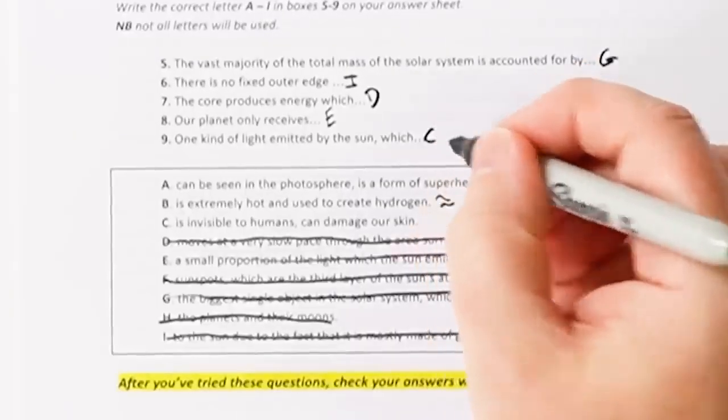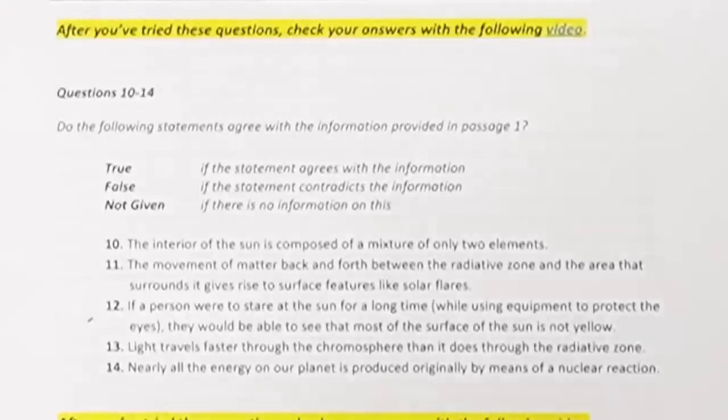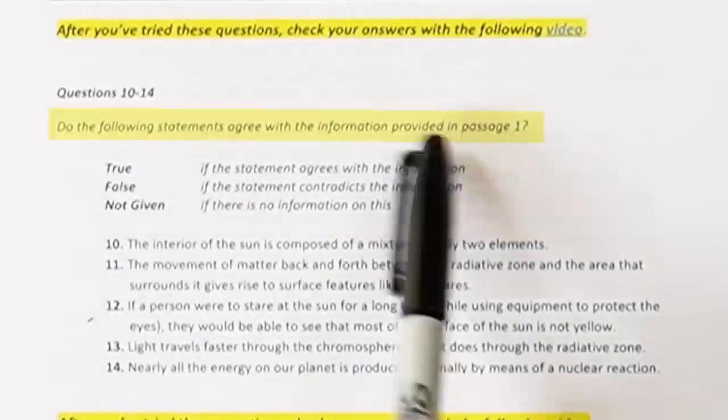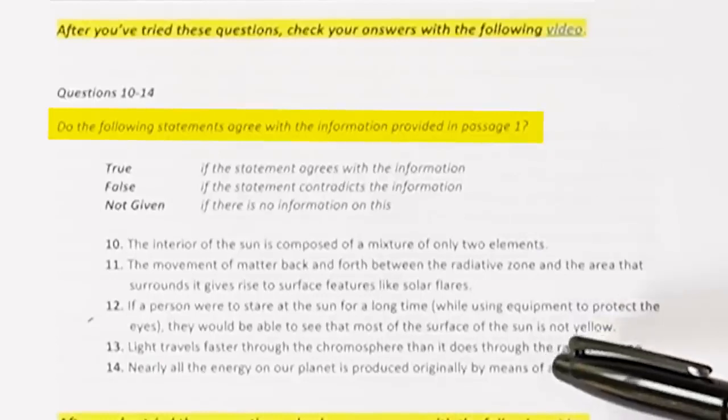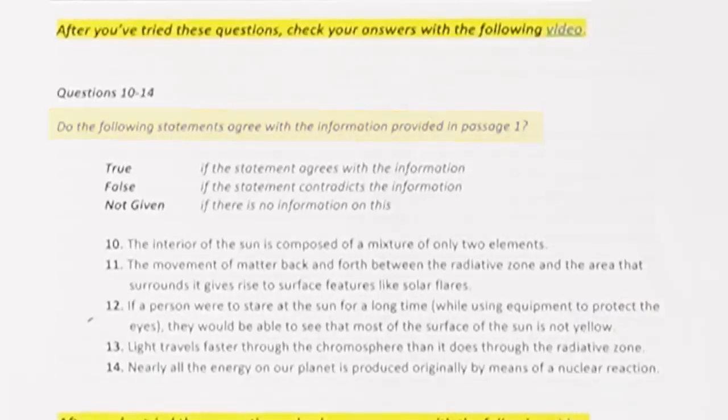So it is C. Okay, now let's move on to the next questions, 10 to 14, which are true, false, not given. As always, we're going to read the instructions. Do the following statements agree with the information provided in passage 1? We need to write true, false, or not given beside each of these 5 statements. The first thing we're going to do is read the statements to fully understand what they mean. If we don't understand the meaning, we cannot say if they are true or false.